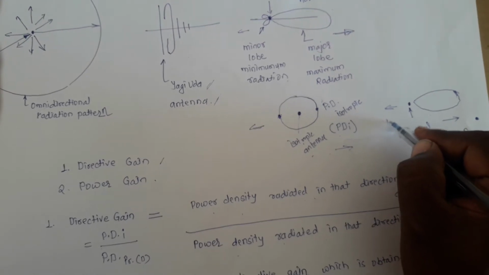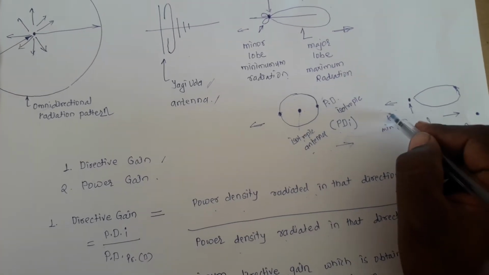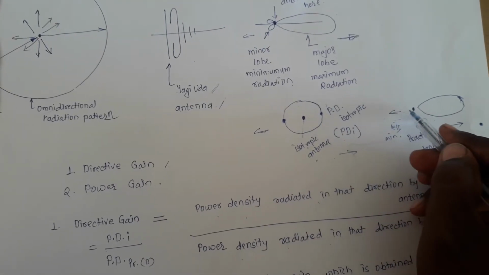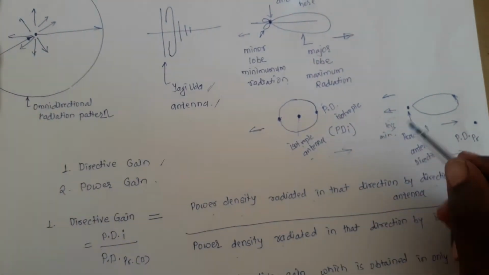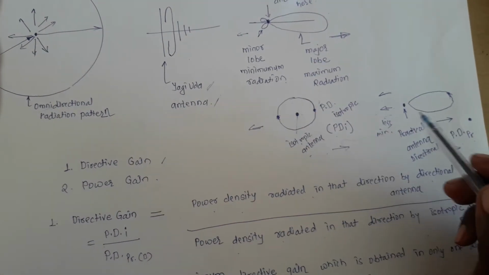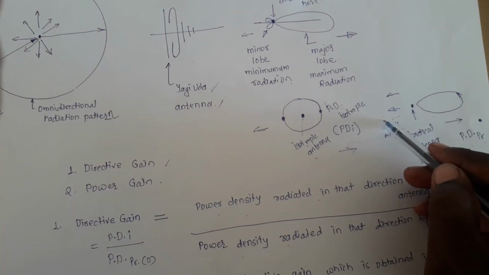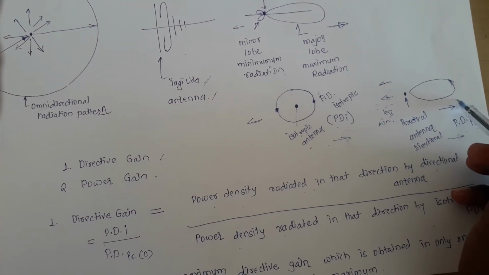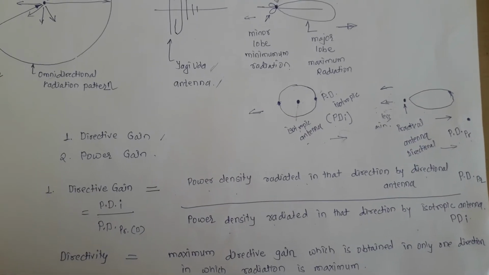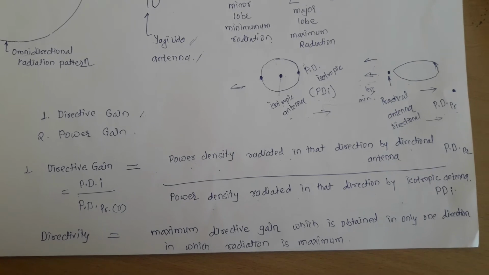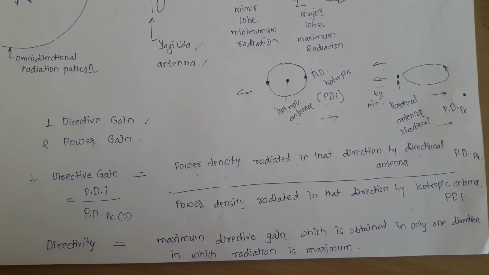So there is less or minimum radiation in the backward direction. Whatever power density we observe in this backward direction is very much less. At that time we can say that the directive gain is less in this direction and more in this direction. This concept belongs to the next term, called directivity. Directivity is totally related with the directive gain.